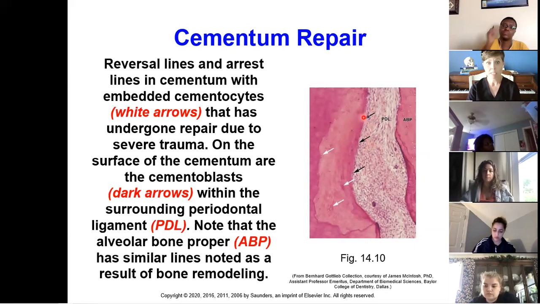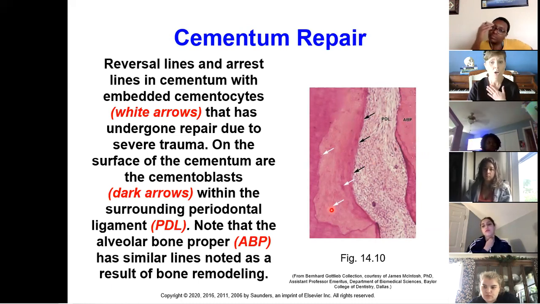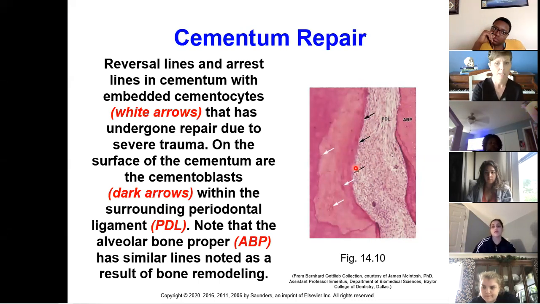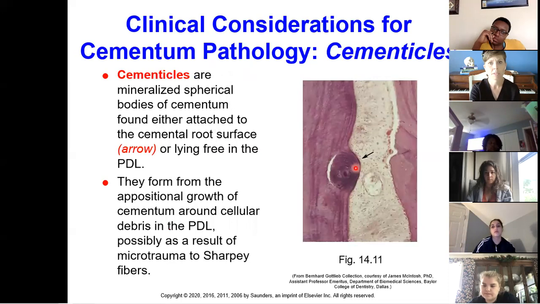On the surface of cementum are the cementoblasts, which are the dark arrows, within the surrounding periodontal ligament, which is here. This is the PDL, this is the alveolar bone proper. And you can see that it has similar notes of remodeling. So like you can have where it starts to repair, but it's going to lay slightly different, and there's going to be lines for it. All right.